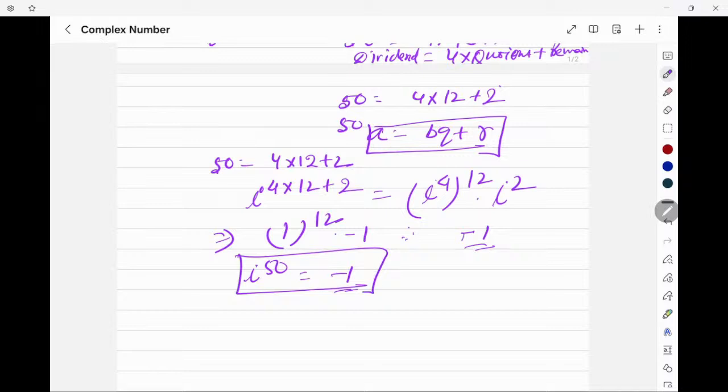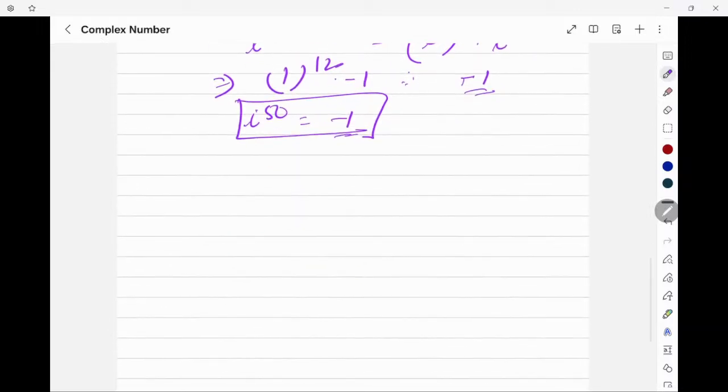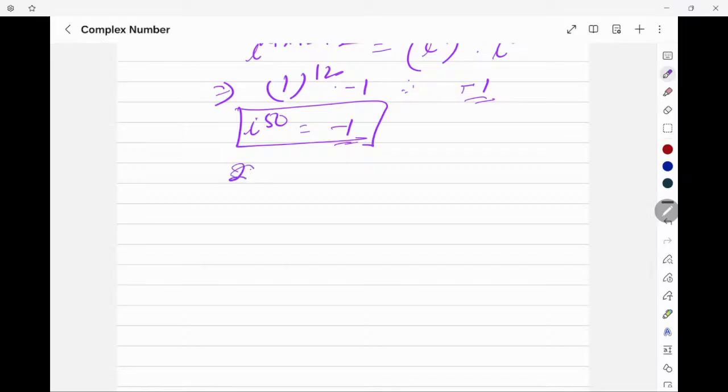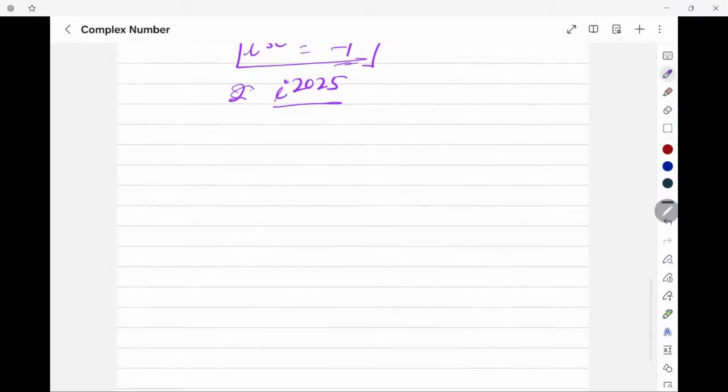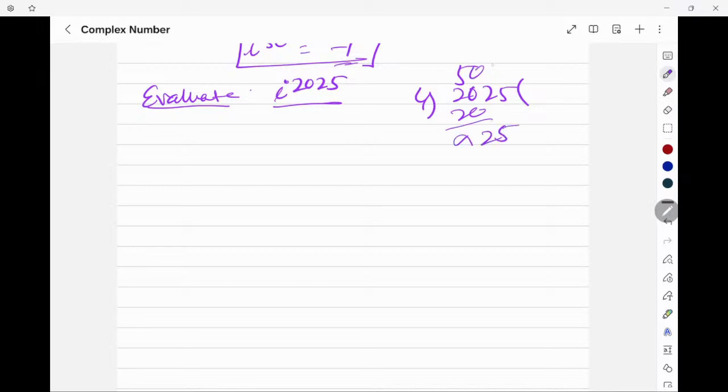This is another example: evaluate i to the power 2025. Look here, how can we evaluate it? Again, in the same way, divide 2025 by 4. 4 fives are 20, cancel again, 506.